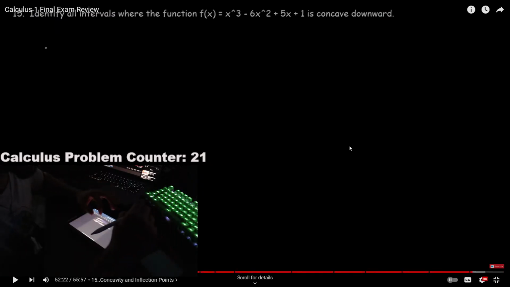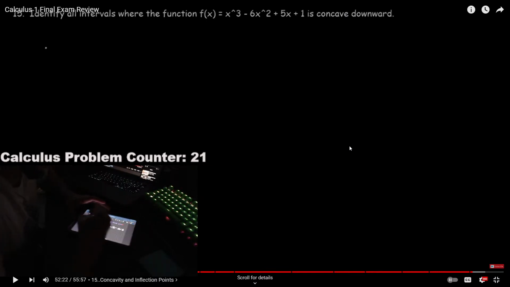Identify all intervals where the function is concave down. Okay, let's solve this one.